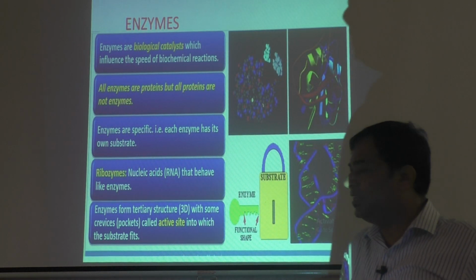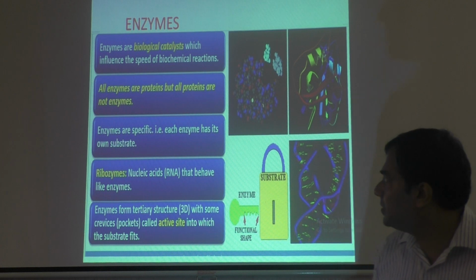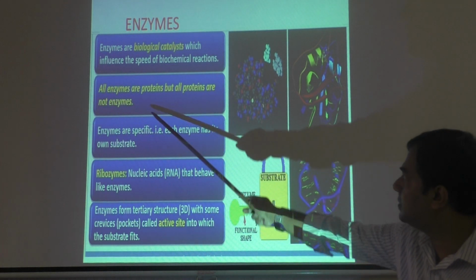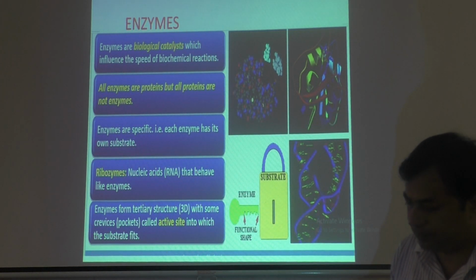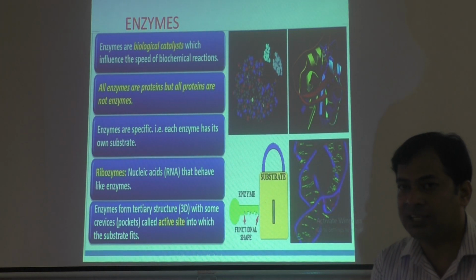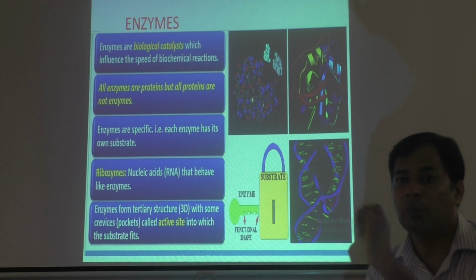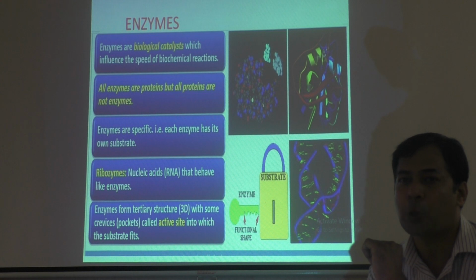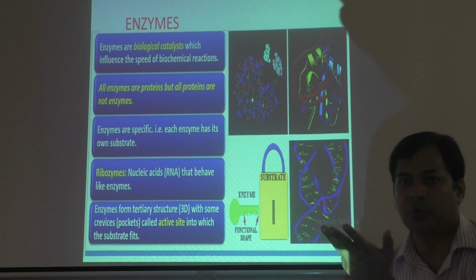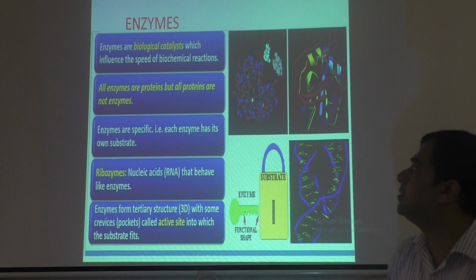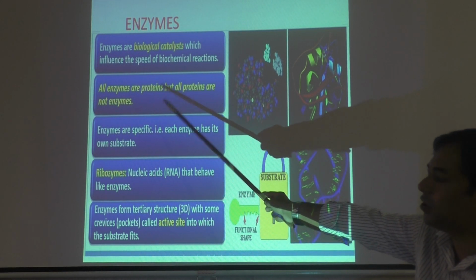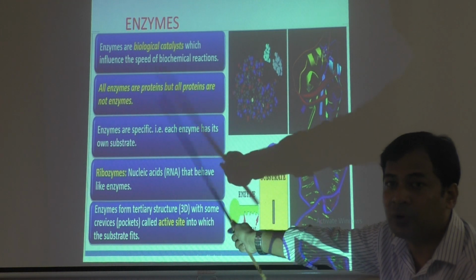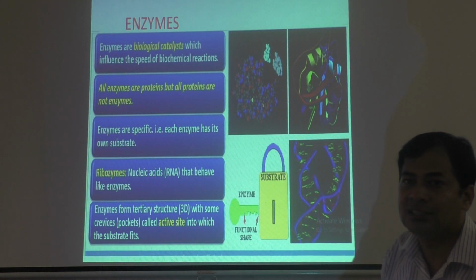Now one interesting statement is there: all enzymes are proteins, but all proteins are not enzymes. Can you tell me why? In the previous class we learnt that enzymes are also proteins, and hormones are also proteins only. All enzymes are proteins, but all proteins are not enzymes, because some of the proteins are hormones.